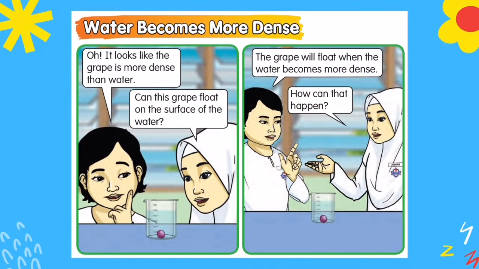Now let's move on with this new topic. Water becomes more dense. Oh, it looks like the grape is more dense than water. Can this grape float on the surface of the water? The grape will float when the water becomes more dense. How can that happen?